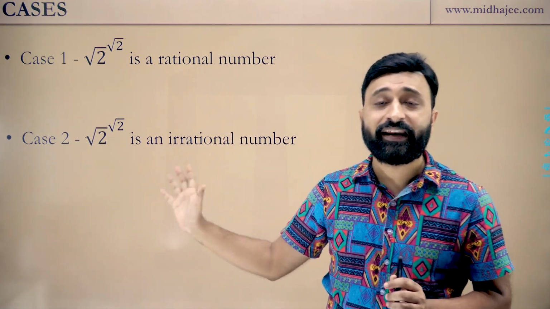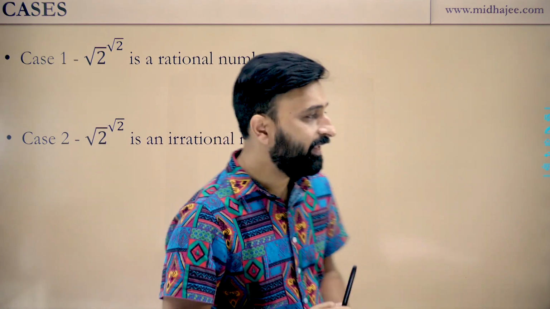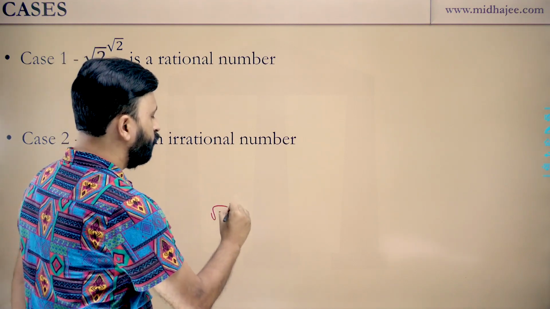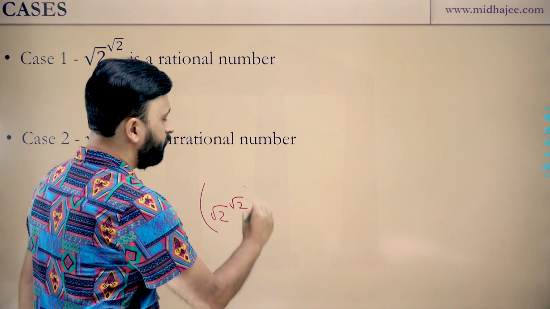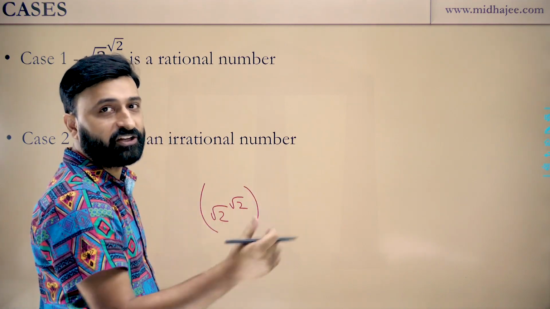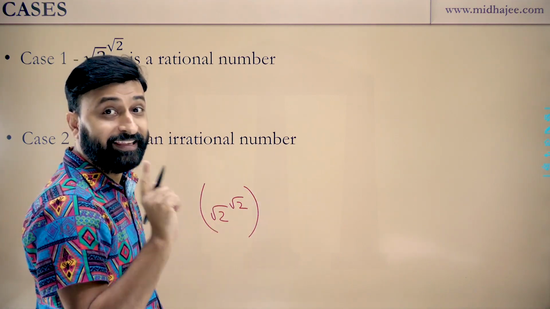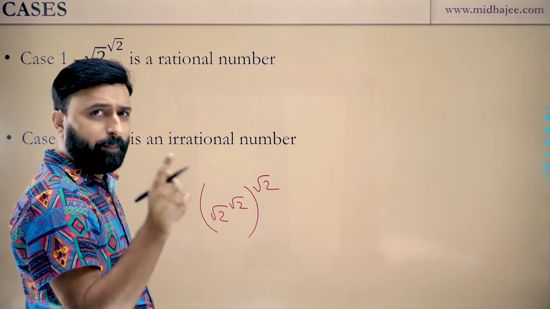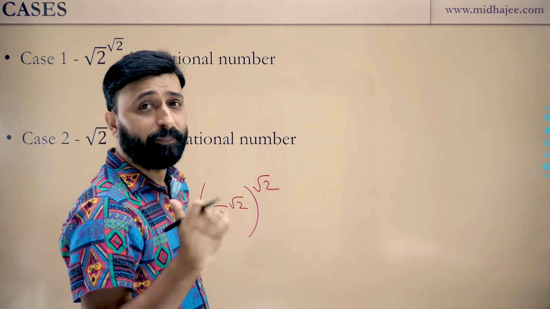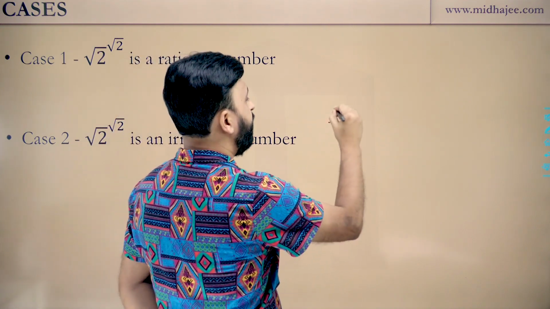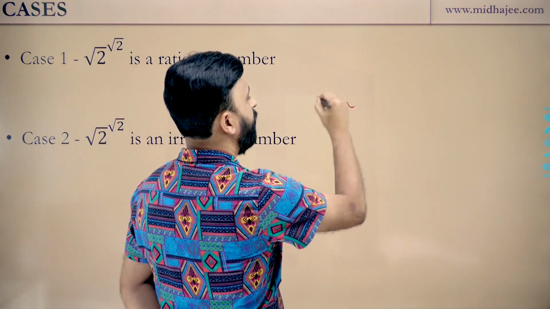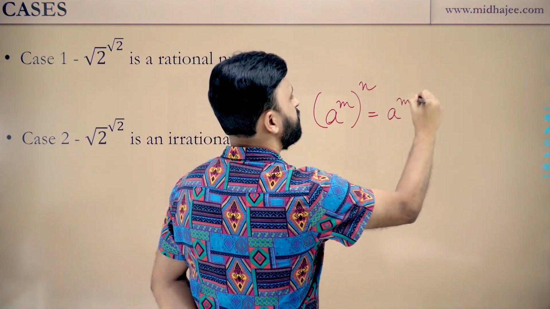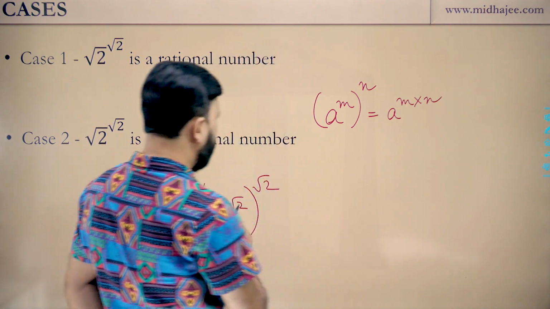If it's an irrational number, then what we do is, we take this complete irrational number, root 2 to the power root 2, and we raise it to the power of another irrational number. Which one? Again, square root of 2. Now you apply the power rule of exponents. What was the power rule of exponents? a to the power m, whole to the power n, was nothing but a to the power m times n. So we'll apply that power rule over here.